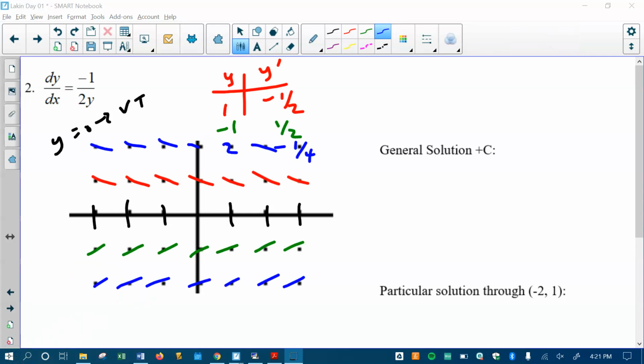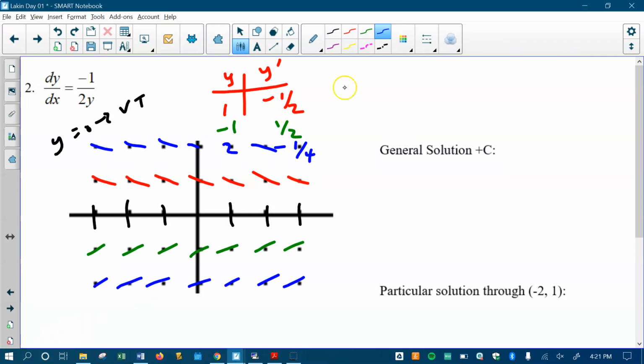So hopefully this is what your slope field looks like. Now let's go and get the general solution plus c. I hope there were no questions actually on the slope field. I basically plugged in a y value because the differential equation only takes y's, and I plotted what the slope was. The blue ones were 1/4 and negative 1/4. The green ones were 1/2, and the red ones were negative 1/2. So again, hopefully you will see that.